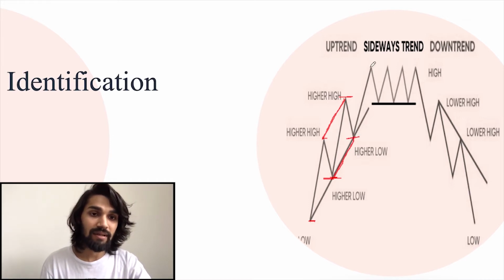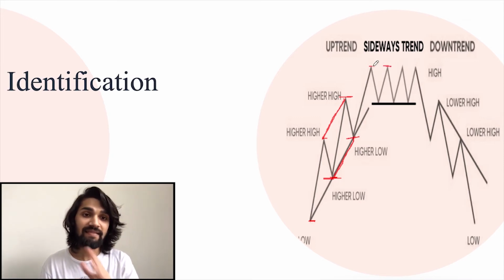Now suppose it touches a point, it comes down, and then again it goes up, but the previous high and this high are the same, and the lows are also the same, and it goes on for a while. This is a sideways trend.